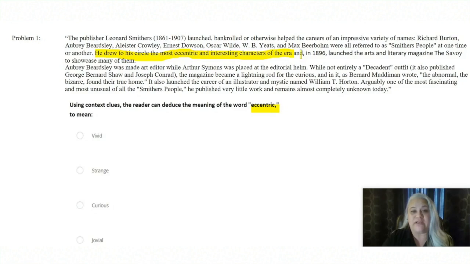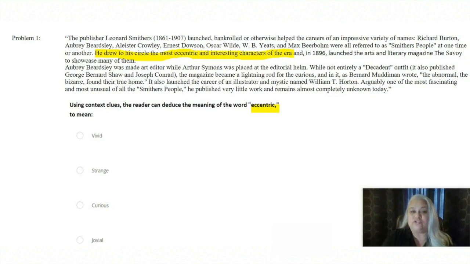We are trying to find out what the meaning of the word eccentric is based on how it is used in the sentence. We have four choices: vivid, strange, curious, and jovial. We are looking for the word that best describes the people or the characters of this particular era. When we think of vivid, vivid is not normally a word we would use to describe people, so that's probably not our best choice. The next choice, strange.